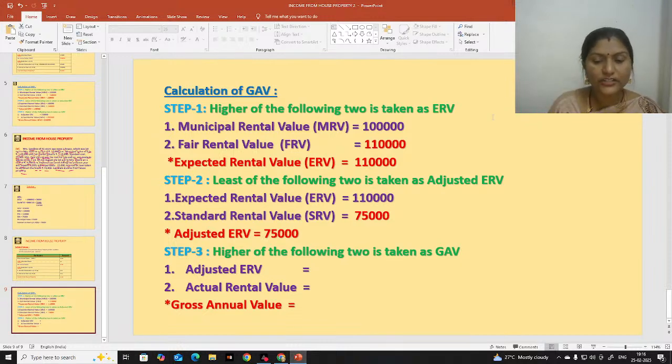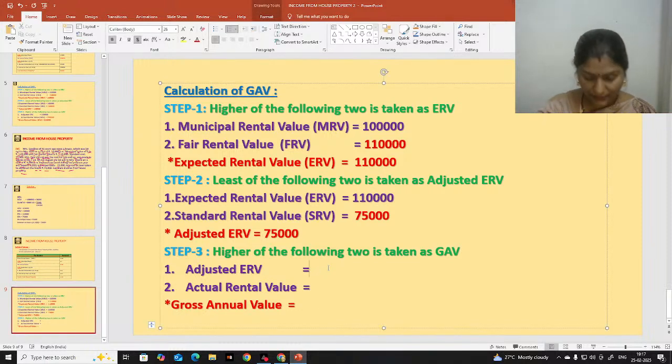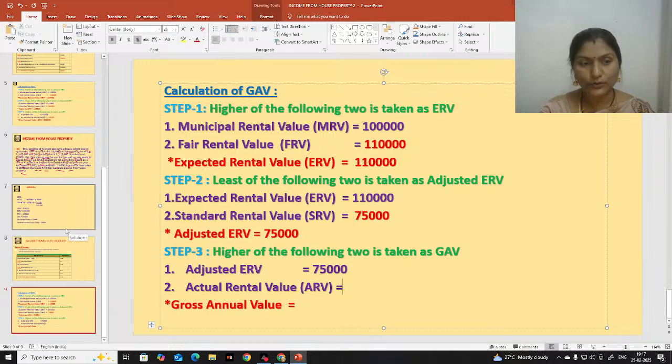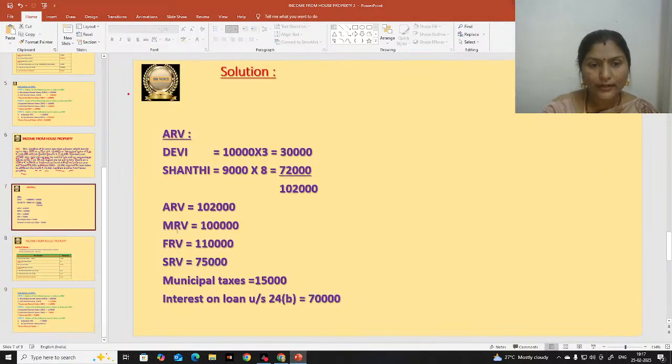What is the third step? Step 3. Higher of the following two is taken as GAV. So higher of the following two is taken as what? GAV, gross annual value. So what are those two here? First one is adjusted ERV. Adjusted ERV is the answer in the second step. That we already calculated. That is 75,000. And the next one is actual rental value. Actual rental value, short form is ARV. So ARV means actual rental value, and already we calculated that also in the solution box. You can see that. I will show that actual rental value.